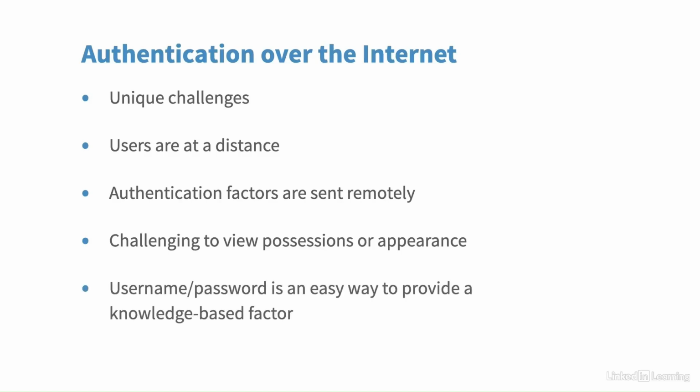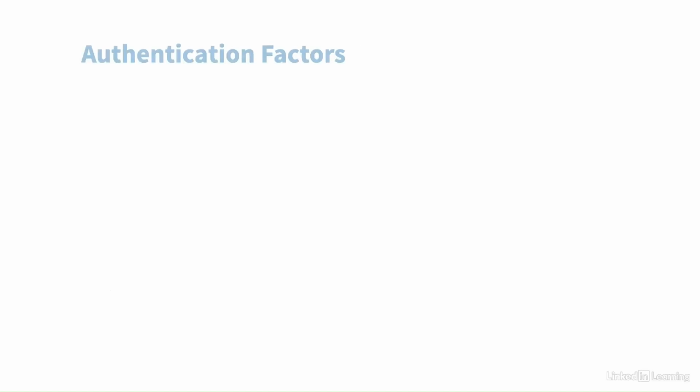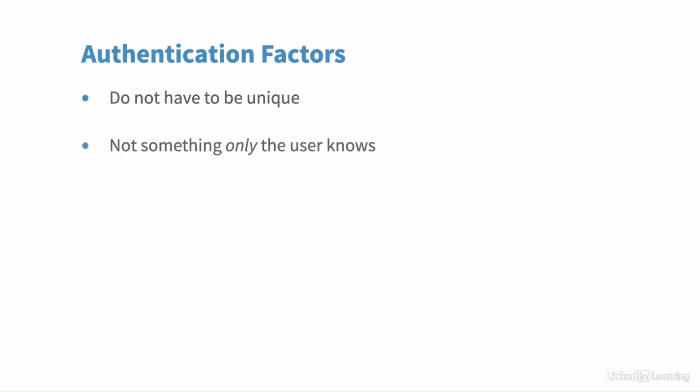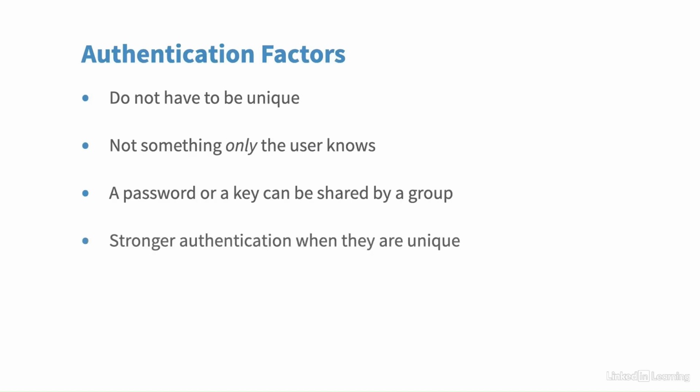The distance is the reason that entering a username and a password into a web form is so commonly used for remote authentication. It's an easy way to submit a knowledge-based factor. One common misconception about authentication factors is that they need to be unique for each individual user. They do not need to be unique. For example, it's something the user knows, but not necessarily something that only the user knows. A password or a key can be shared by a group of people and still be a valid authentication factor. Now, certainly, it is stronger authentication when the factor is unique, but it's not a fundamental requirement.